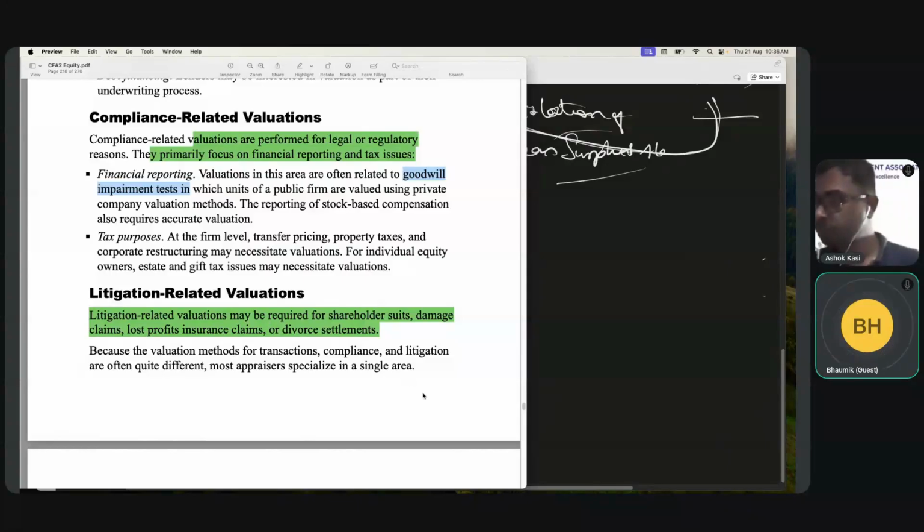Then that tax one also. At the firm level, transfer pricing, property taxes, and corporate restructuring may necessitate valuations. That means this is the reason why valuation is needed. Transfer pricing means you might have been acquired by somebody. So quite possible that that company is only acting as your client. That means a lot of manipulations are possible.